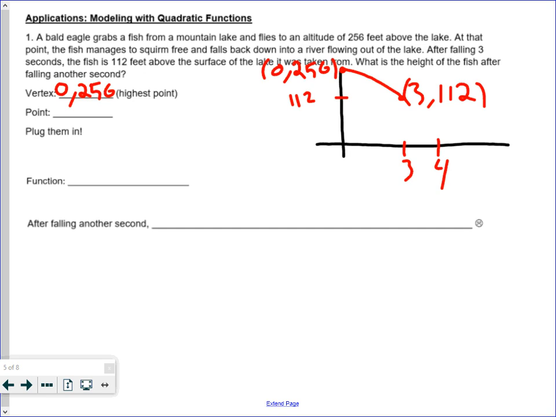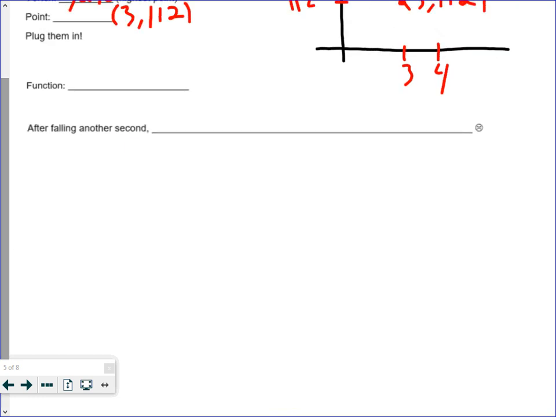So the other point we're going to use is 3, 112. Okay? So let's go ahead and solve it. I'm going to solve it down here at the bottom, since I don't have enough room up top. To solve for the function, we're going to do what we did in the previous slides, which is plug our vertex into the vertex form of the equation.